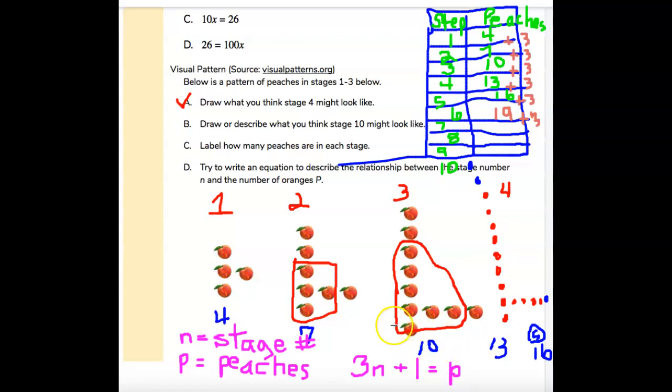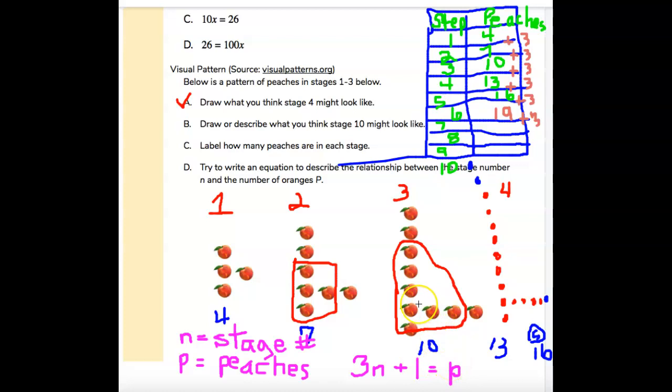So let's take a look. 3 times stage 1, which is 1, is 3 times 1 is 3, plus 1 equals what? 4. That's what we've got here. 3 times 1 plus 1 equals 4. All right, let's look at stage 2. 3 times 2 is 6, plus 1 is 7. All right, look at 3. 3 times 3 is 9, plus 1 is 10.